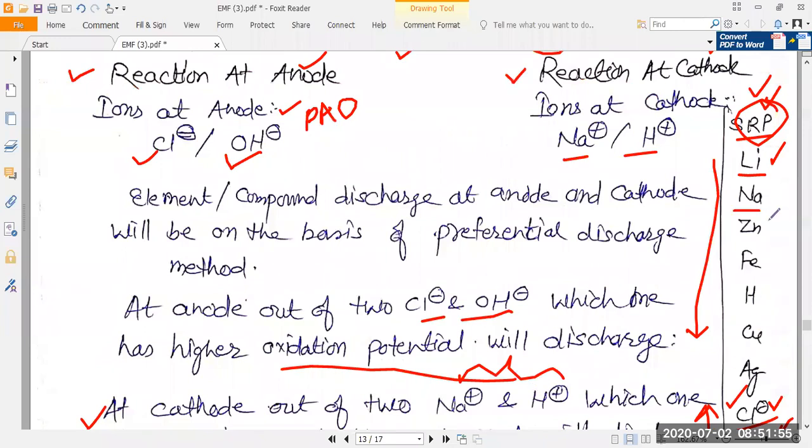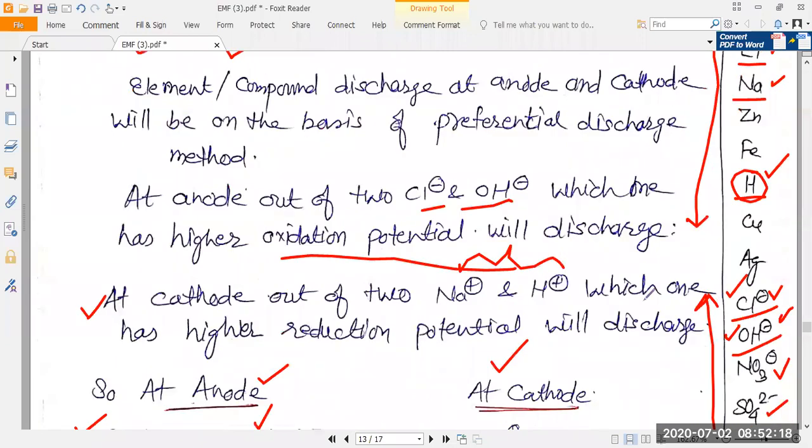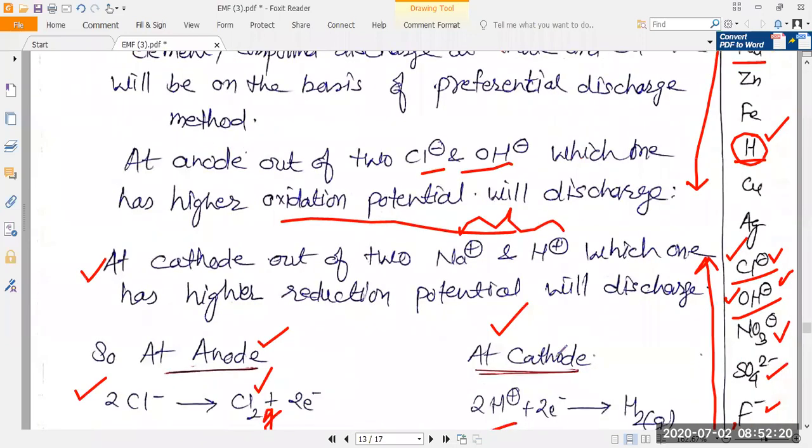This is sodium and this is hydrogen. Moving from up to down, listen carefully, the SRP values are increasing. So out of the two, sodium and hydrogen, hydrogen has more reduction potential as compared to sodium. Hydrogen wants more electrons as compared to sodium. So hydrogen will be liberated at the cathode side.